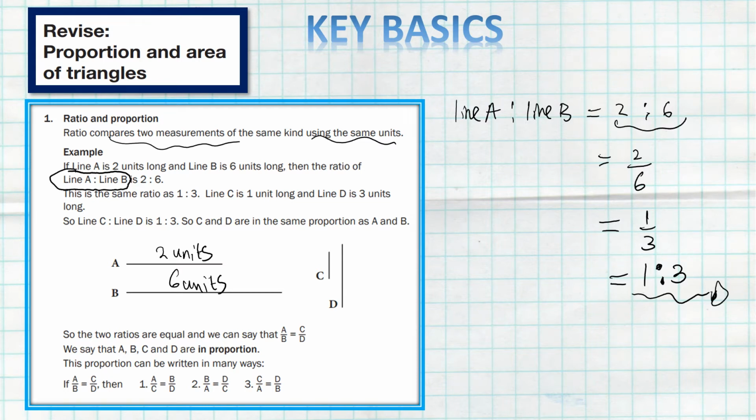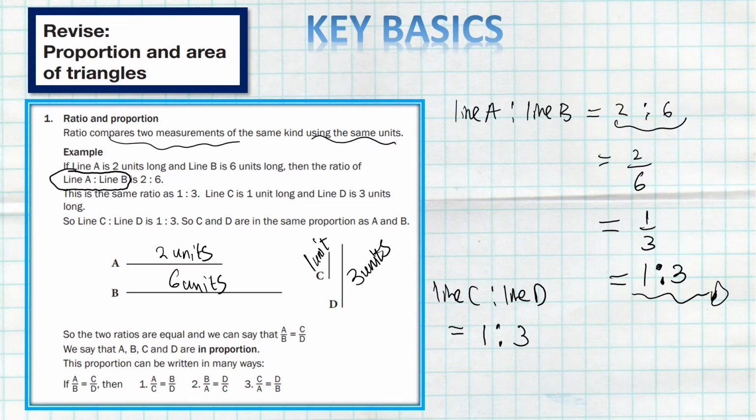Okay, so 1/3 can also be written as 1:3. This is the same ratio as 1:3. So if we have 2:6, we know that is the same ratio as 1:3. Okay, let's come to these other lines. Line C is 1 unit and line D is 3 units. If we want to calculate the ratio, line C is to line D gives us 1:3, because the length of line C is 1 and the length of line D is 3.